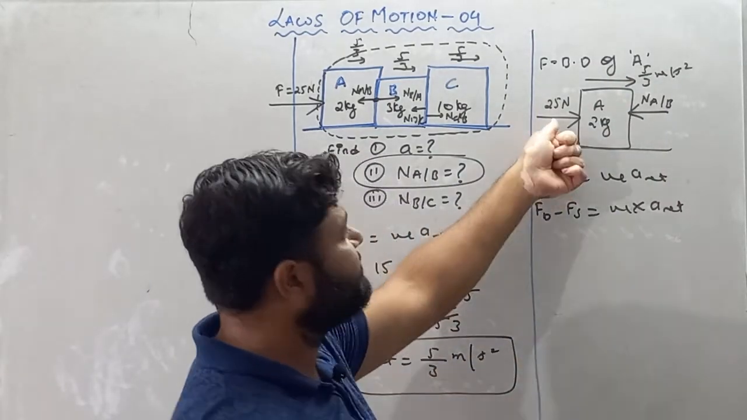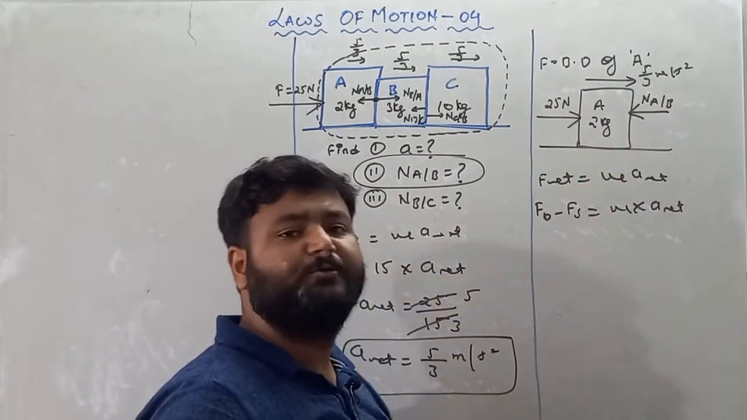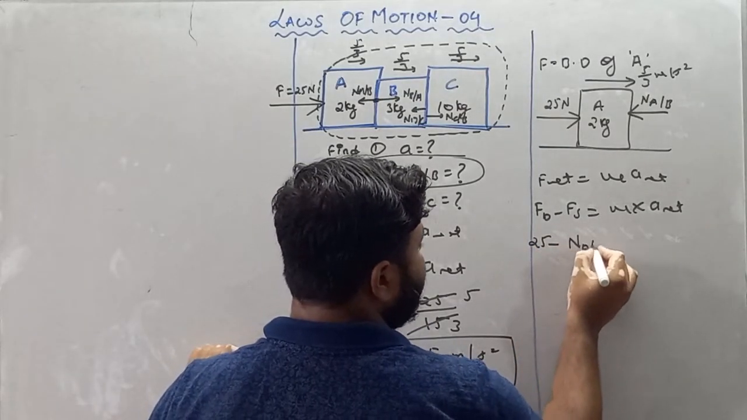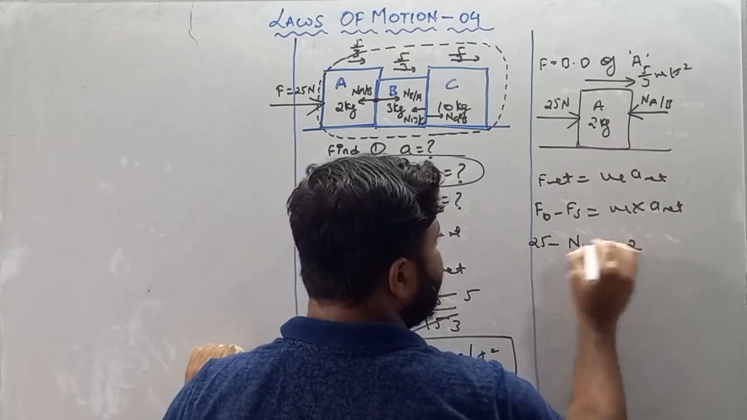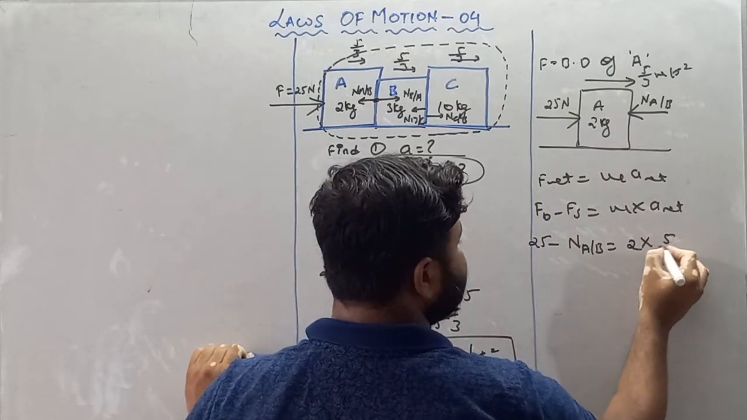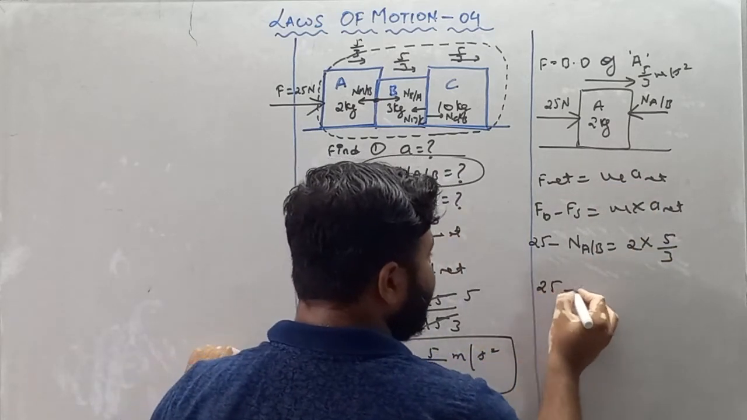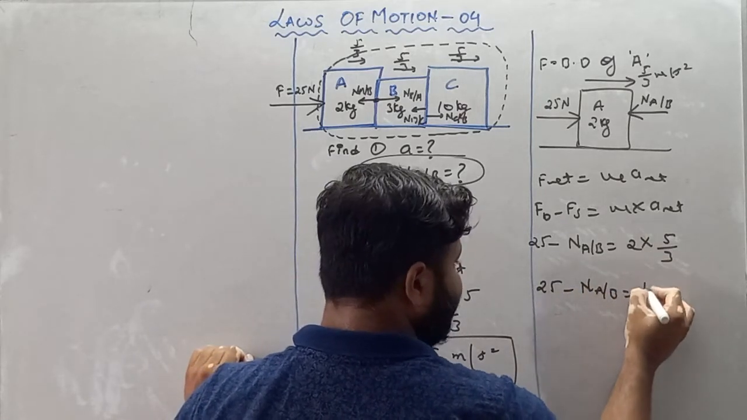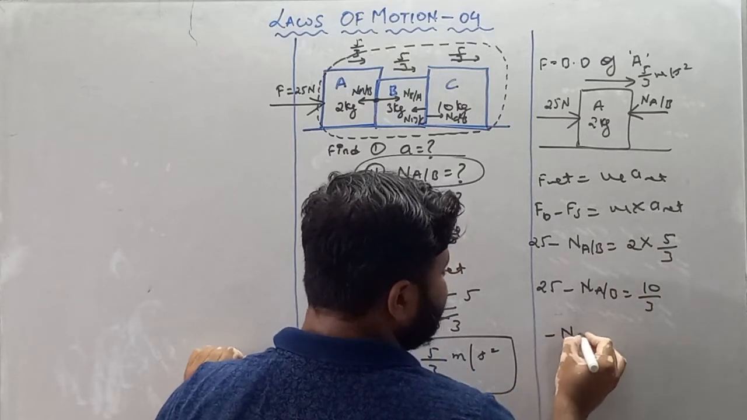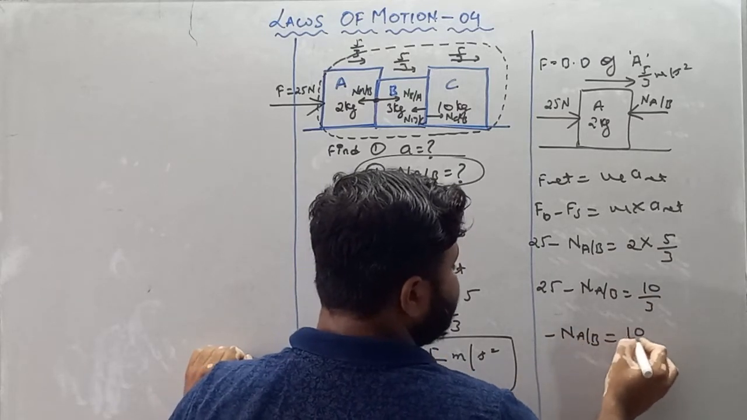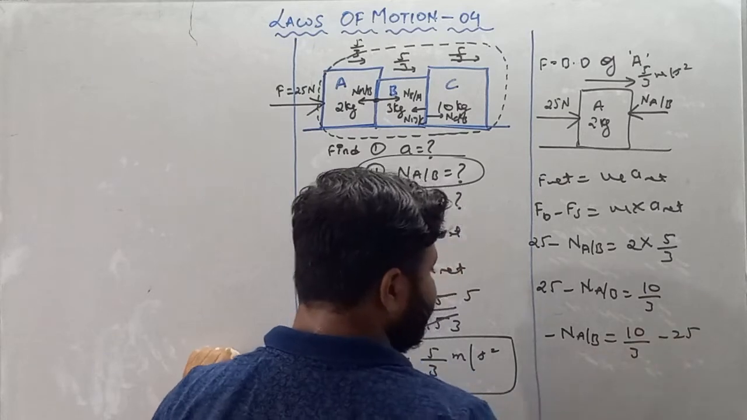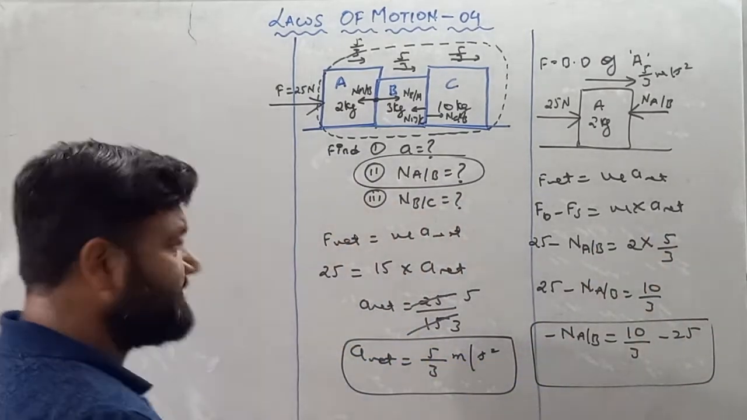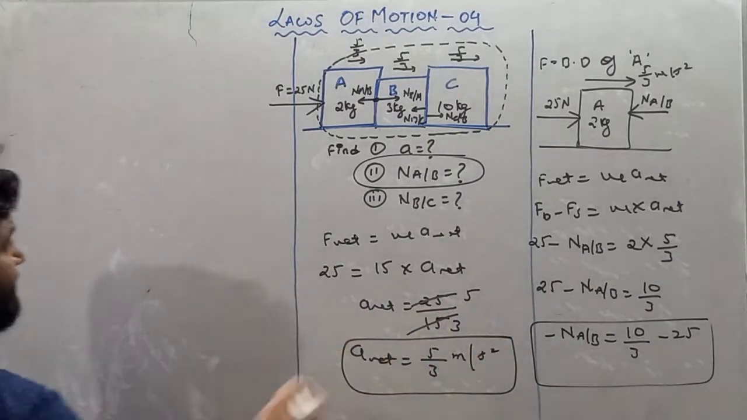So what it implies, 25 is a bigger force compared to the normal reaction. So I'll write 25 minus normal on A due to B is equal to mass, which is 2, times acceleration, which is 5 by 3. So 25 minus normal on A due to B is equal to 10 by 3. So minus normal on A due to B is equal to 10 by 3 minus 25. So you'll get the answer after solving this. Similarly, my dear student, try to solve on your own.